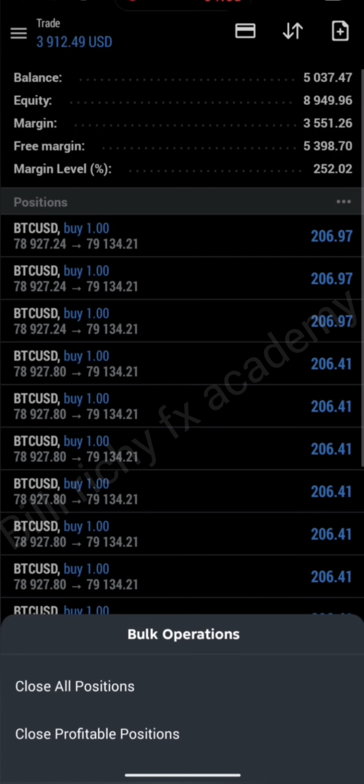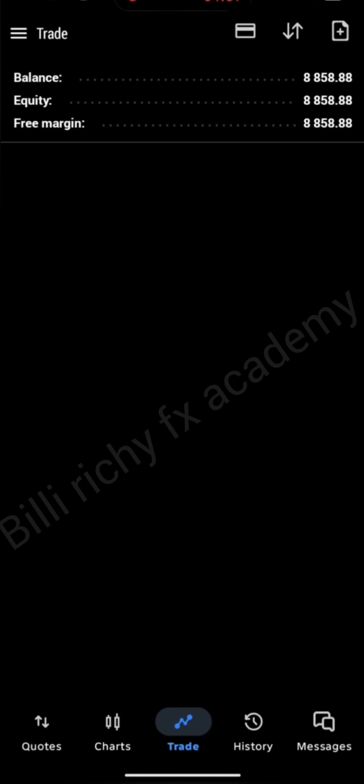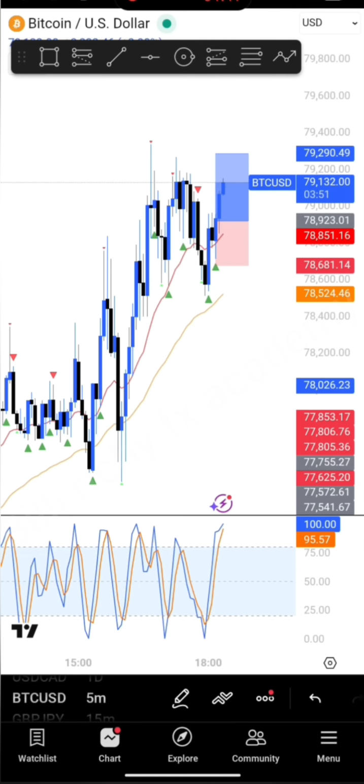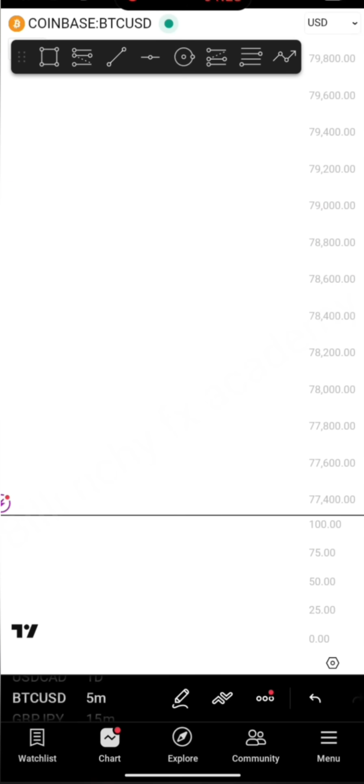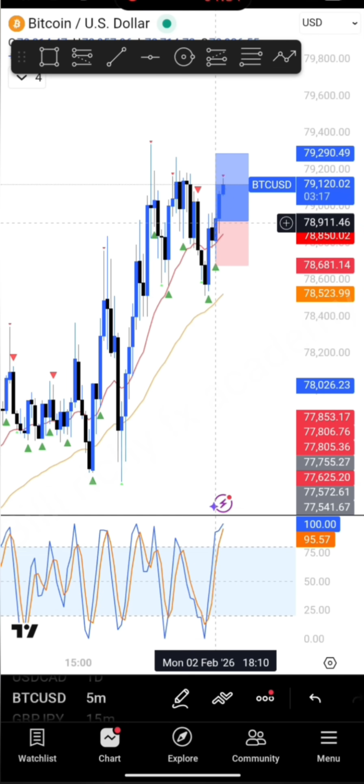So let's close the positions. I've closed the positions now. 8858.88 from 200. We are here. Whenever the indicator prints buy, it is a straight buy, straight into profits. And if it prints sell, it is straight into profits too. So that is how this indicator works.